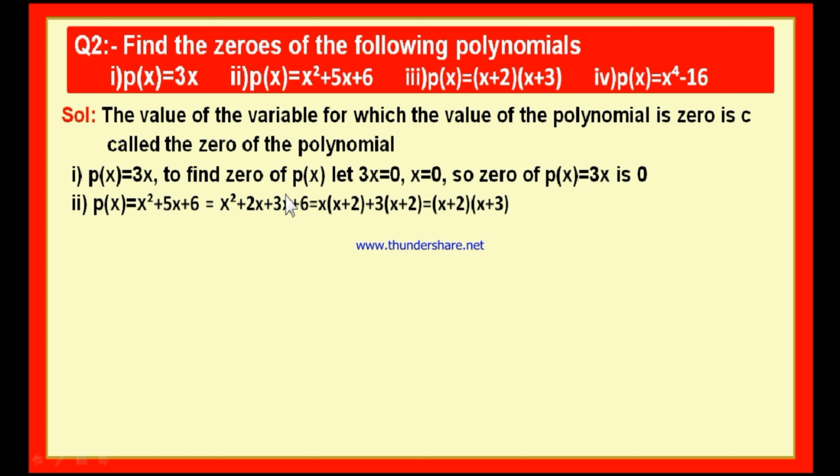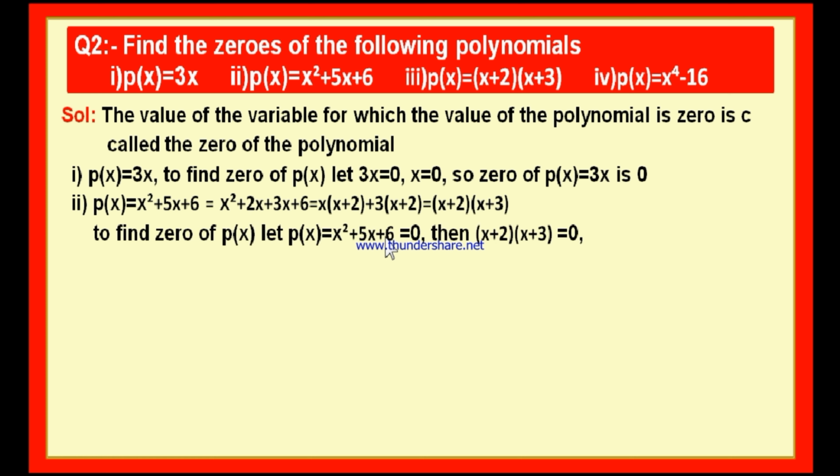Now we have to find the values of zeros. In order to find the zero of this polynomial, x square plus 5x plus 6, it should be equal to 0. The total polynomial should be 0 for some value of x.